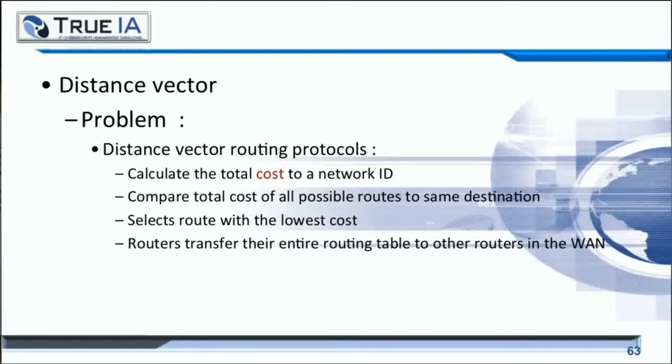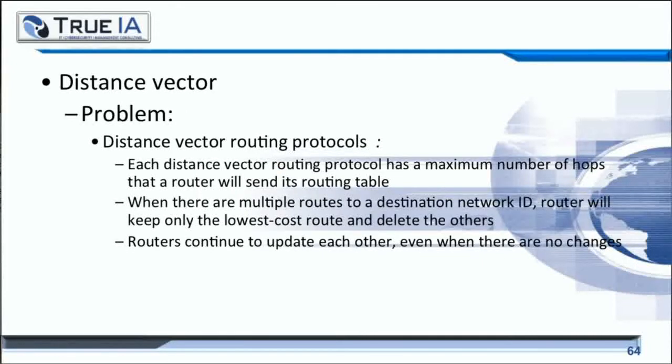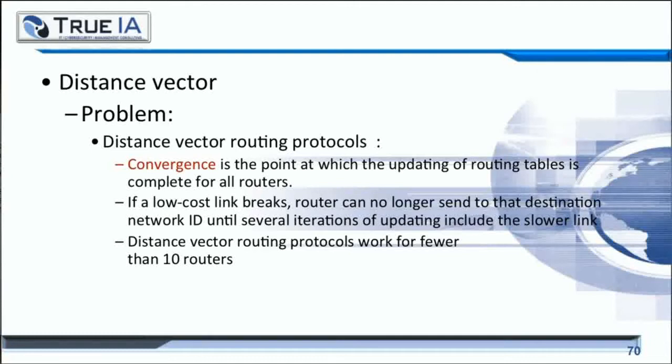Also, with distance vector routing protocols, you need to calculate the total cost of a network ID, compare that total cost to all other possible routes to the same destination, and then select the route with the lowest cost. So what happens if there's more than one route to the same destination? Well, if there are multiple routes, the router will only keep the lowest cost route, and then it will delete all others.